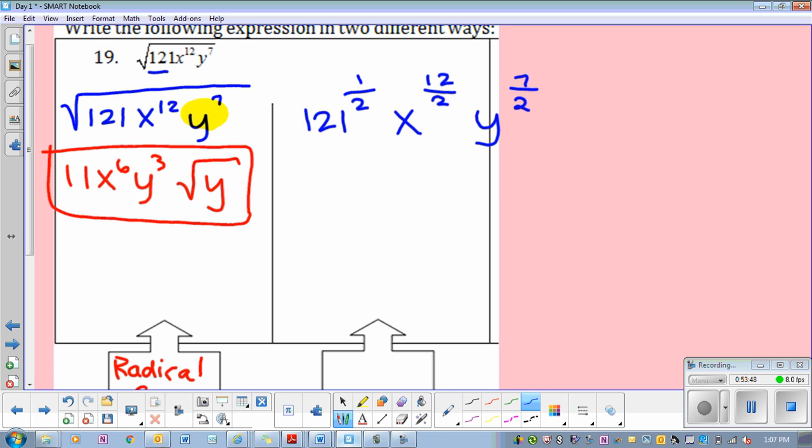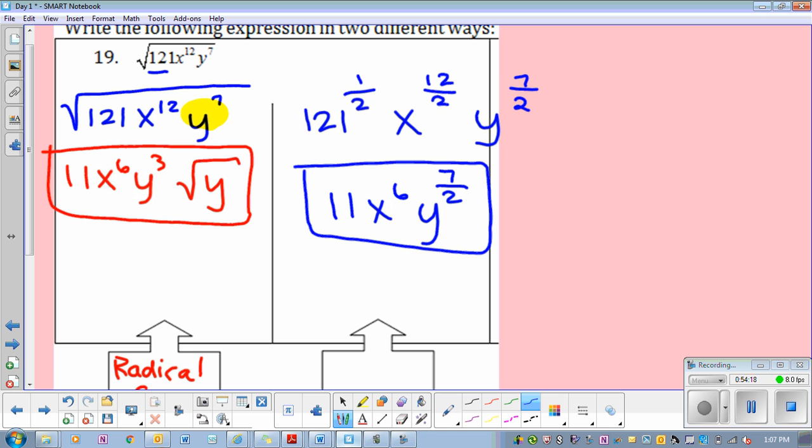121 to the 1/2 power. You could easily put that in your calculator, but we know what that means. Square root of 121, which is 11. X to the, what's 12 divided by 2? 6. Can you simplify 7 over 2? Like, can you simplify the fraction? No, that fraction is already simplified, so then you just leave it like that, okay?